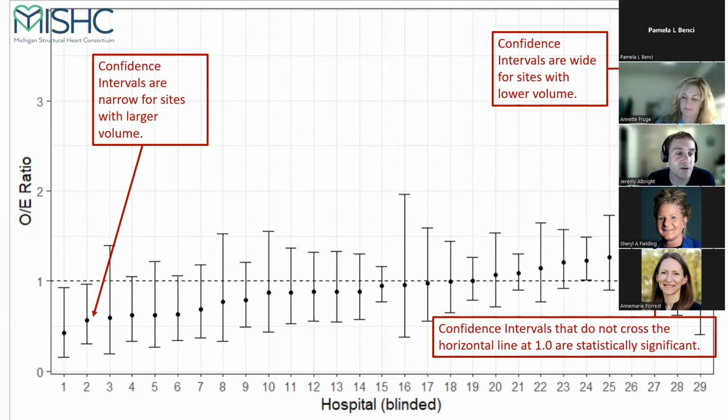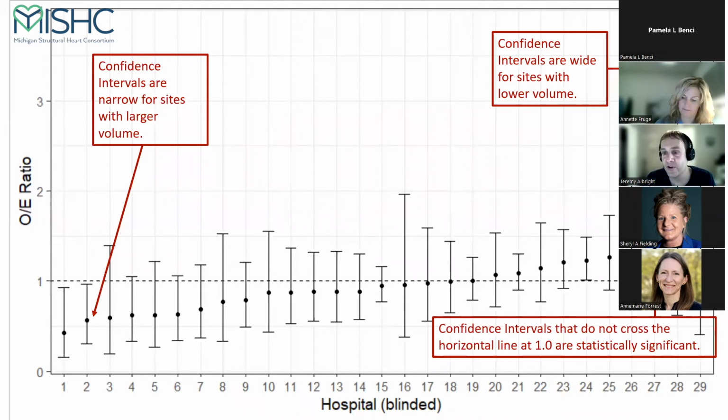So we look at sites 1 and 2 on the far left here. Those sites, not only do they have OE ratios that are less than 1, but their confidence intervals, we're quite confident that their performance is better than average. Most of the hospitals, they're varying OE ratios, but most of them have confidence intervals that include that 1. So even most of these hospitals that have an OE ratio greater than 1, we would say, okay, you're performing a little bit worse than average.